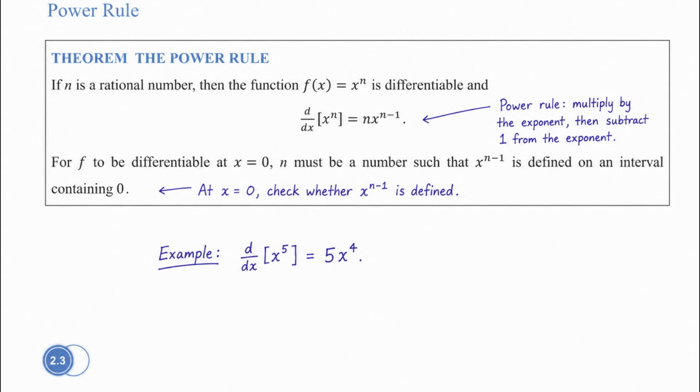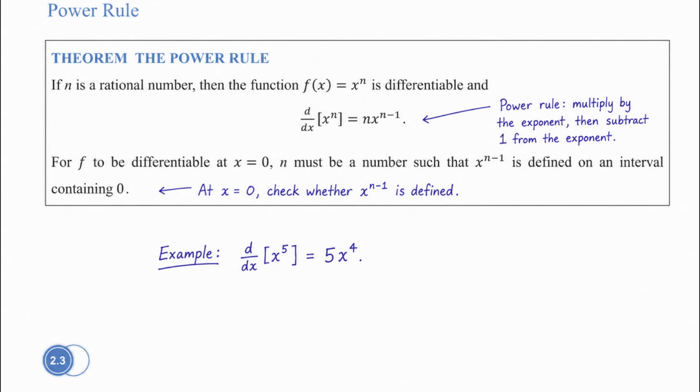For example, the derivative of x to the power of 5 equals 5 times x to the power of 4. Another example, the derivative of x to the power of 3 equals 3 times x to the power of 2. And the derivative of x to the power of 1, which is x, equals 1 times x to the power of 0, which equals 1.